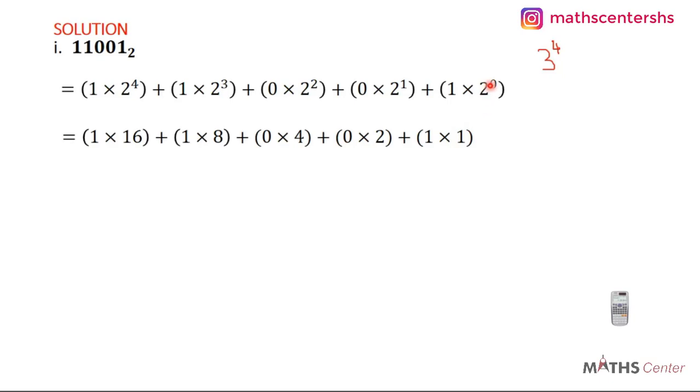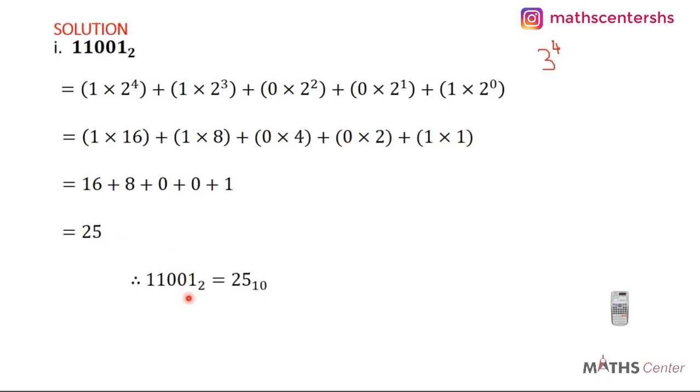So 2 raised to the power 0 will give us 1. So we continue with the simplification. 1 times 16 will give us 16. 1 times 8 will give us 8. 0 times 4 will give us 0. 0 times 2 will give us 0. 1 times 1 will give us 1. So we have 16 plus 8 plus 0 plus 0 plus 1, and that is giving us 24.